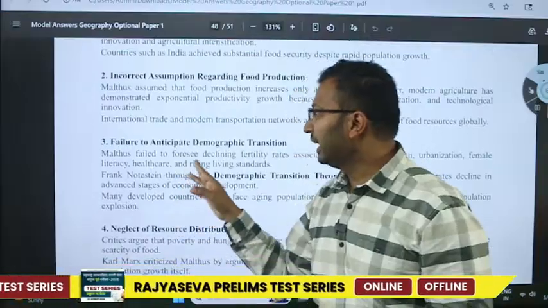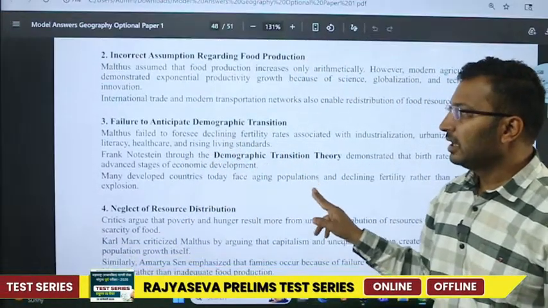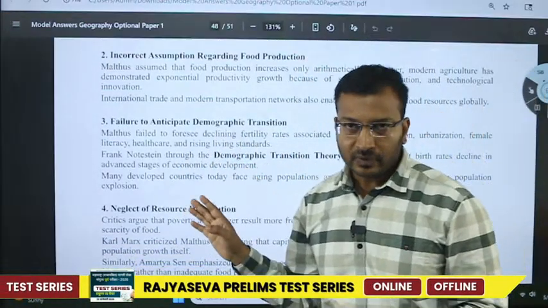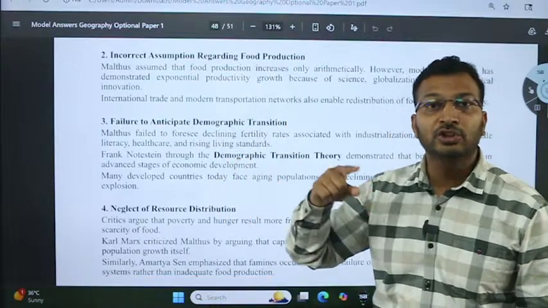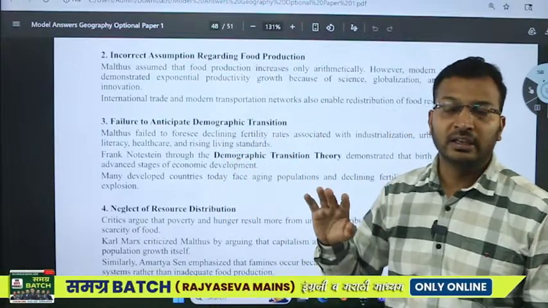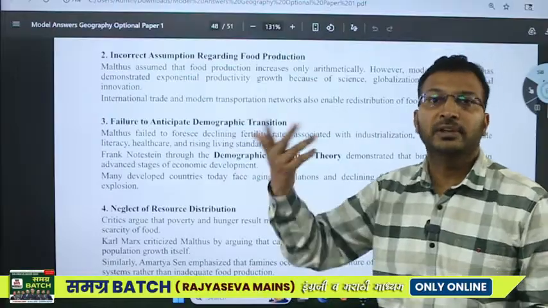Now, failure to anticipate demographic transition. He said that the population is growing in a geometric progression. It is doubling. He said that almost after 25 years, the population becomes double.